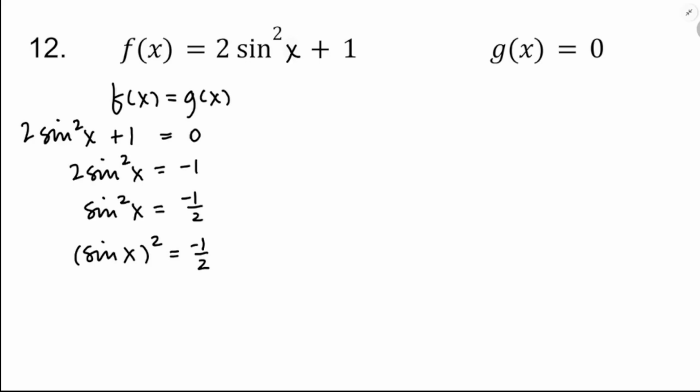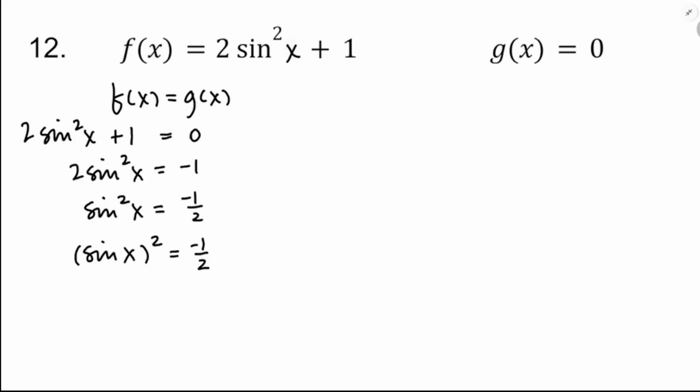And maybe at this point you're like, wait a second, this isn't quite right, because I'm going to have to take the square root of a negative number. That's going to give me something imaginary. And imaginary numbers are not outputs in this class. Nor are they going to be theta values, or values of x on the unit circle.